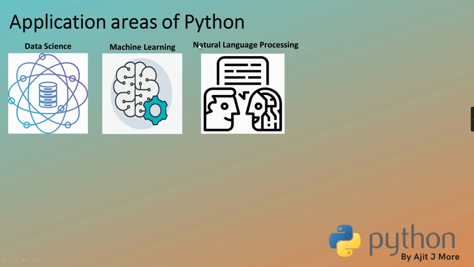Then comes natural language processing. Natural language processing, you have started using it everywhere. That is translation from one language to another. Google Assistant is there already. Google Translator also is there. So Python has developed so many libraries for doing this translation, converting from one language to another, or from sound to text to sound.